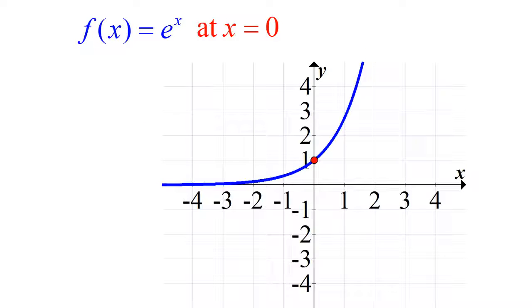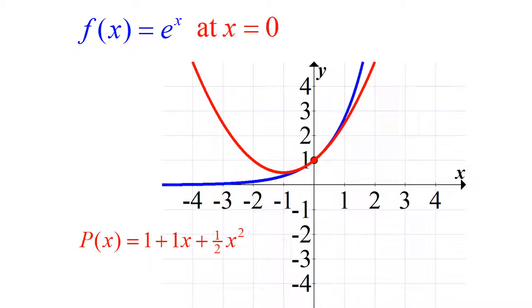So on the graph of e to the x, we'll overlay the polynomial 1 plus x plus 1/2 x squared. Notice again how now there is an even larger area where the values match.